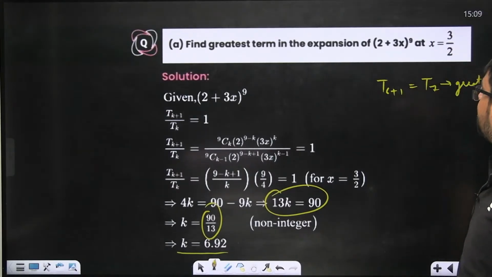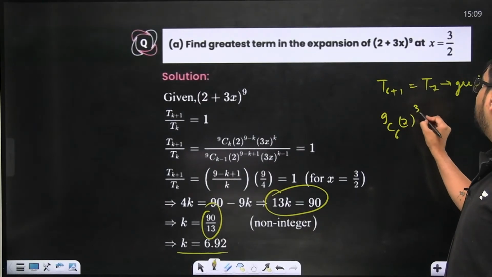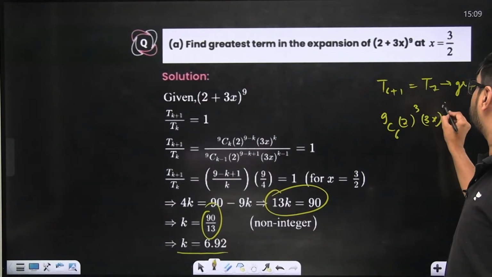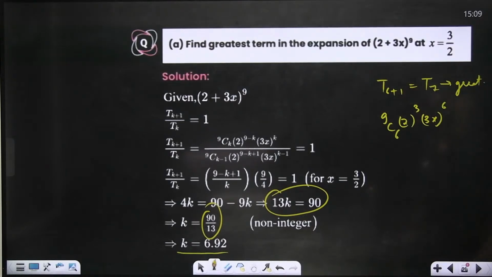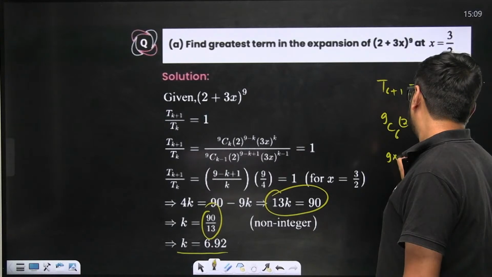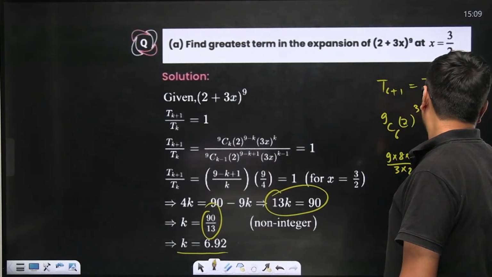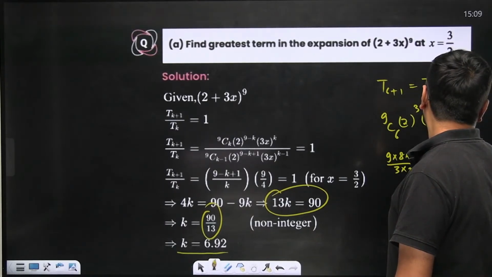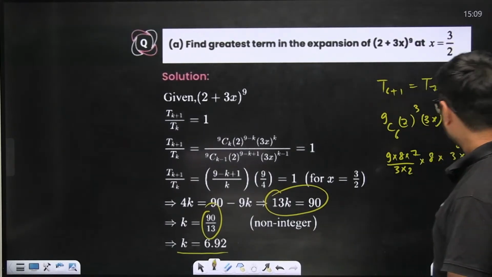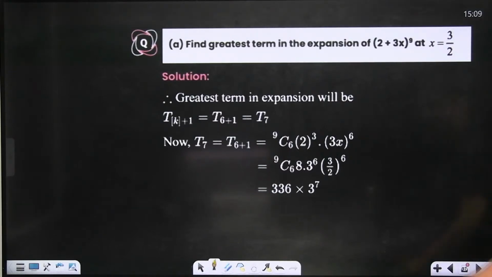T7 will be greatest, and T7 we can find: 9C6, 2 to the power of 3 into 3x to the power of 6, when x is equal to 3 by 2. So 9 into 8 into 7 divided by 3 into 2, multiplied with 8, multiplied with 3 to the power 6 into 3 to the power 6 divided by 2 to the power 6. This will be your answer. 336 into 3 to the power 7 will be your final answer.